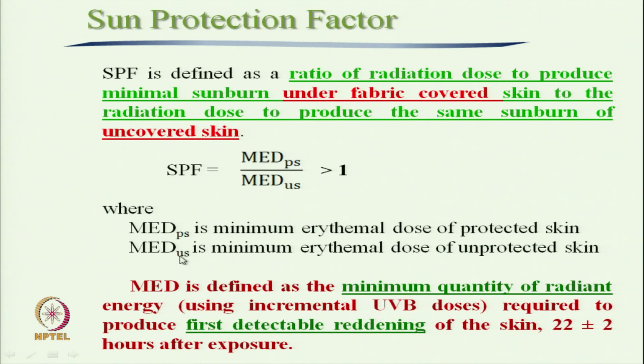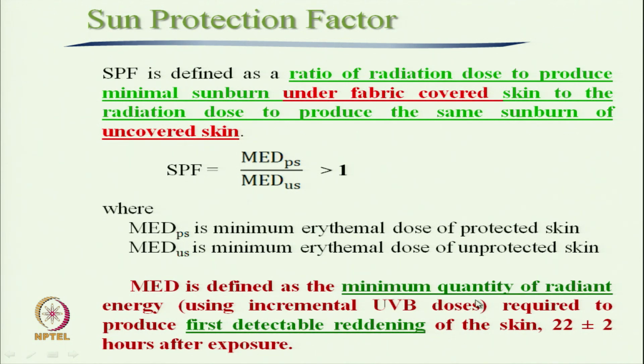So, MED/PS is the minimum erythemal dose of protected skin. PS, that is maybe by fabric protection or by any lotion protection, and MED/US is the minimum erythemal dose of unprotected skin, that is without any protection. MED is defined as the minimum quantity of radiant energy, that is UVB dose.